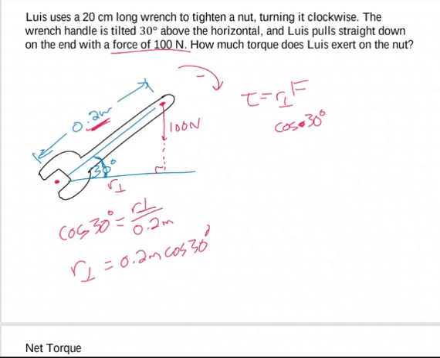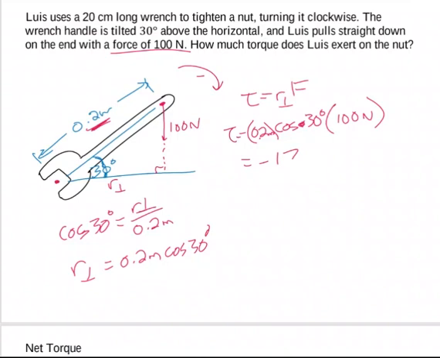So we have torque equals our perpendicular, which is now 0.2 meters times cosine 30 degrees, times the applied force, which is 100 newtons. That's 17.325, but it's actually a negative torque, so it's going to be negative. Significant figures would be 2, so we have negative 17.